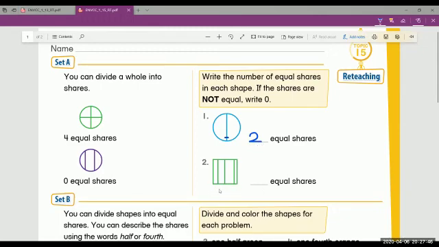Here, into how many shares is this shape divided? Into 1, 2, 3, and 4. Are they equal shares? No, so here how many equal shares? 0.